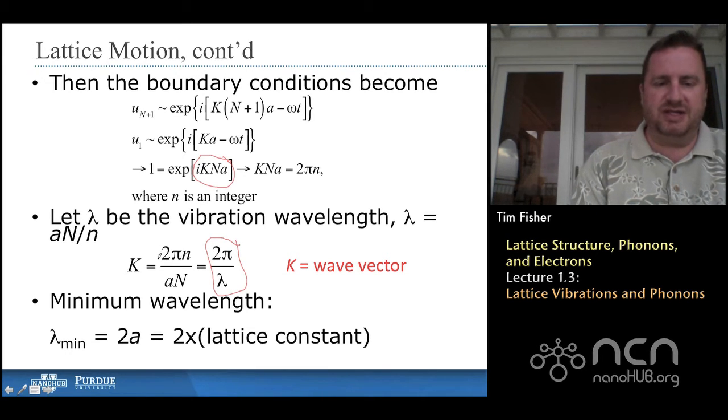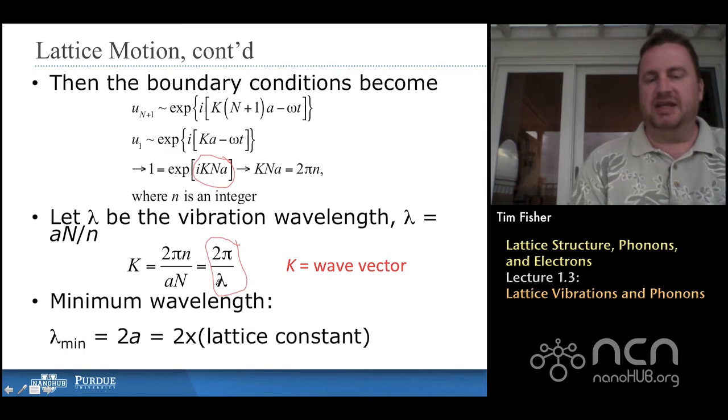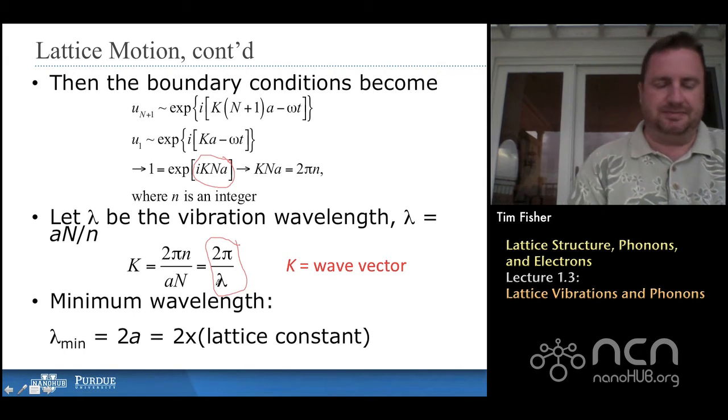And so this gives us a restriction on k. So k has to equal 2 pi times n, that's any integer, divided by a times n. And we'll talk about some of the other restrictions a little bit later, but that also therefore restricts the wavelengths that this chain can handle.